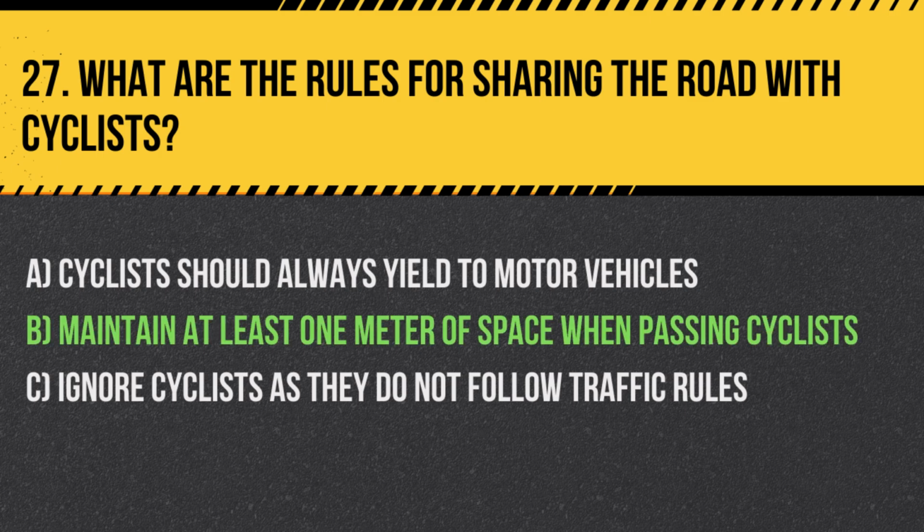Answer: B. Maintain at least 1 meter of space when passing cyclists. This rule ensures the safety of cyclists and respects their right to share the road.